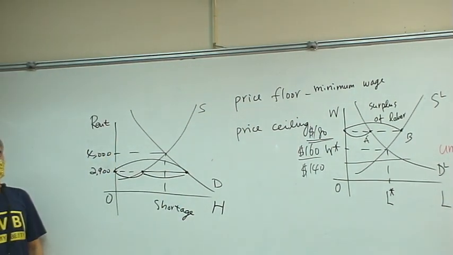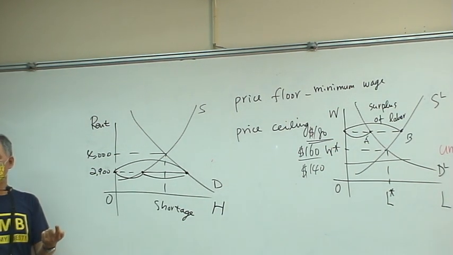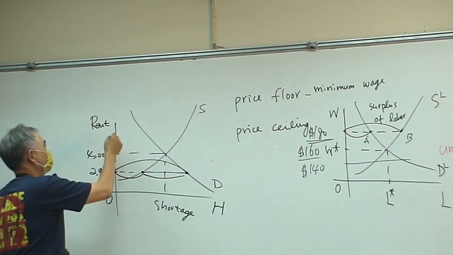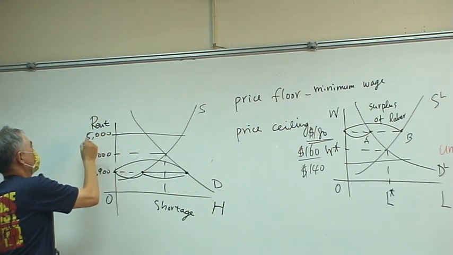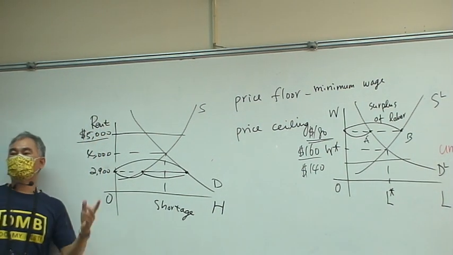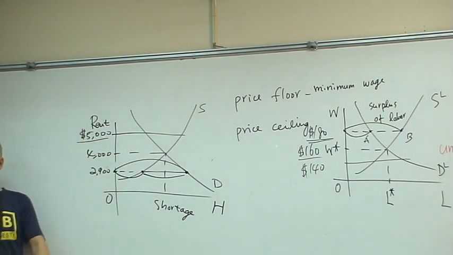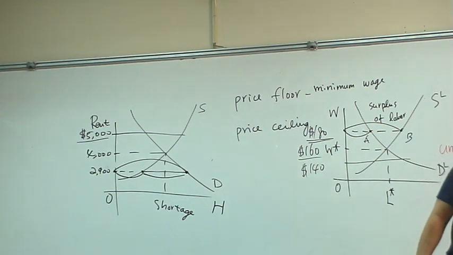But let us say the government wants to be kind to you and offers a rent control of $5,000. If the government says we want to have a rent control at $5,000, does it work? Does it work?